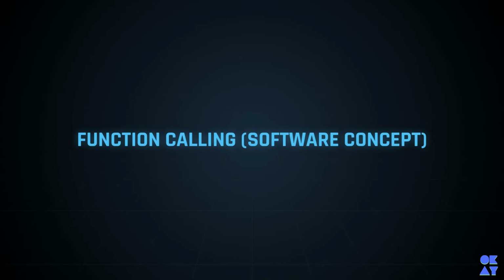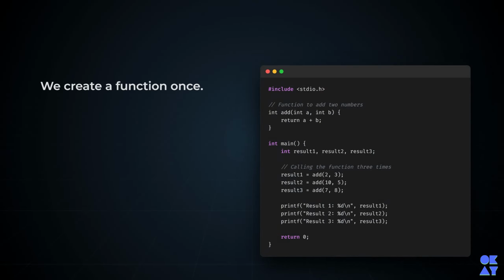Function calling, software concept. In programming, we create a function once. Then, whenever we need that functionality, instead of writing the same code again, we just call the function. Example in C: add(A, B). When we call a function, the function executes, it runs, it returns a value, then it stops. This is software behavior.